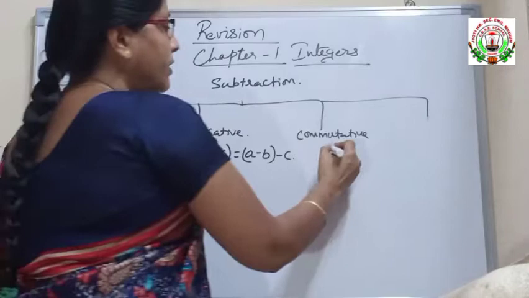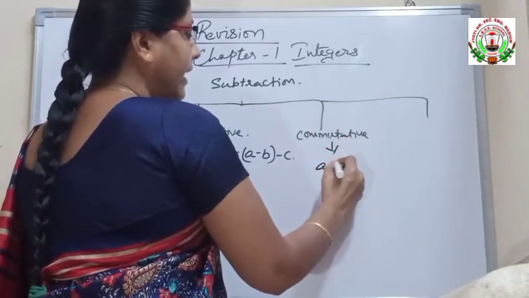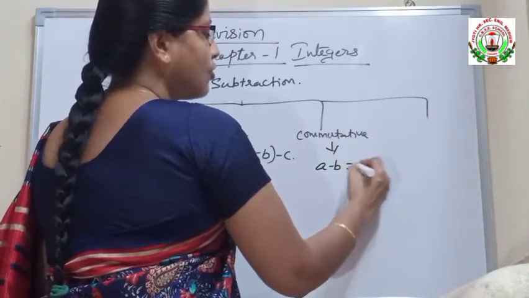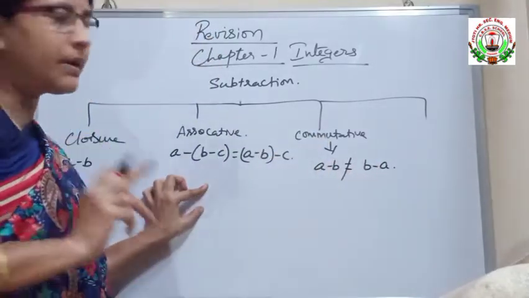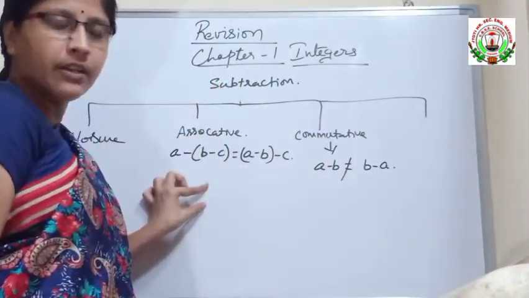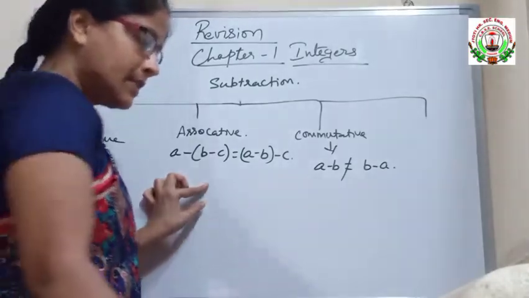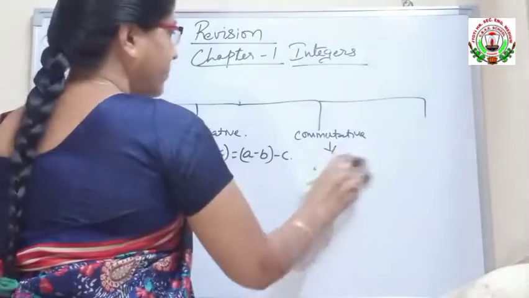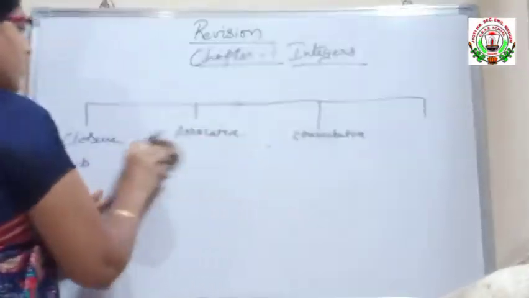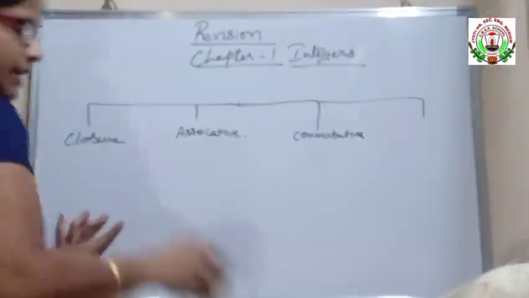But coming to the commutative property, when you take a minus b, it is not equal to b minus a. Commutative property is not applicable for subtraction here. Next comes the multiplication here.